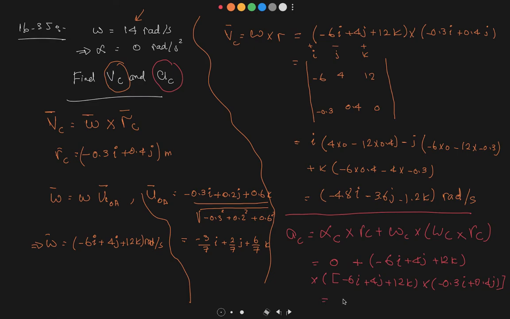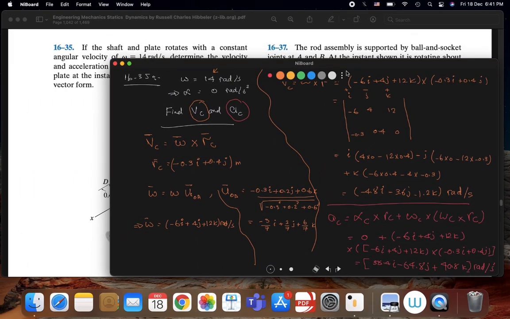So if you carry this out, you'll end up with 38.4 in the i minus 64.8 in the j plus 40.8 in the k, and this is radians per second squared. That's it. Thank you so much. Please try to carry out these calculations by yourselves and let me know if you have any questions. All right.